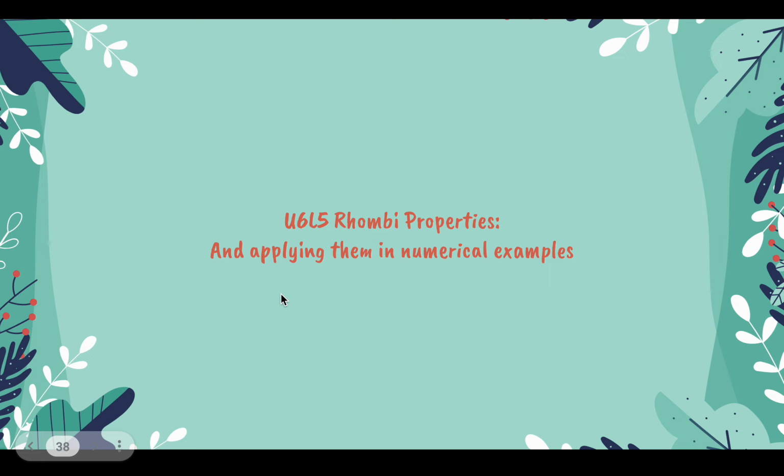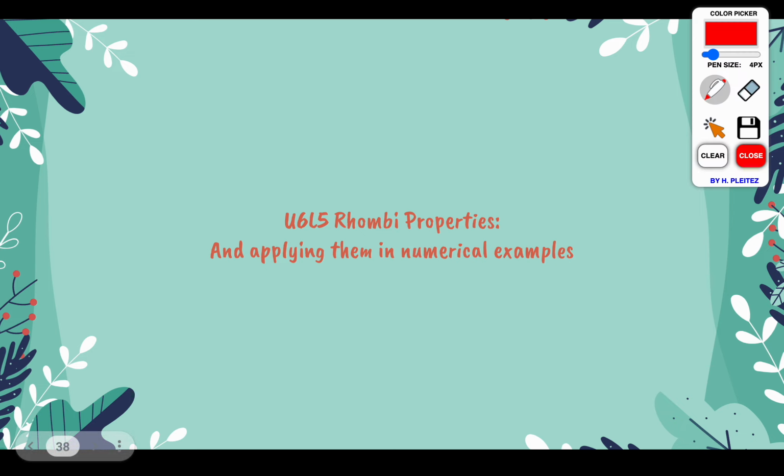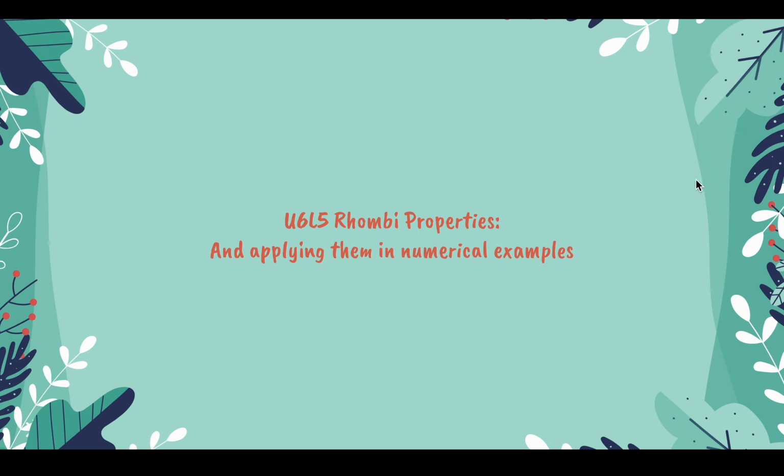In this video, we're going to be going over properties of a rhombus, and we're going to go over applying these properties in some numerical examples as well. Just to give you a heads up, rhombi is the plural form of rhombus. So if you see the word that looks like this, that just means that there are multiple rhombuses. That's the correct way to say it, rhombi.